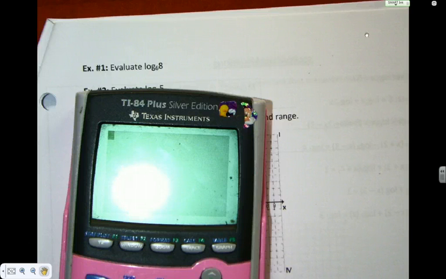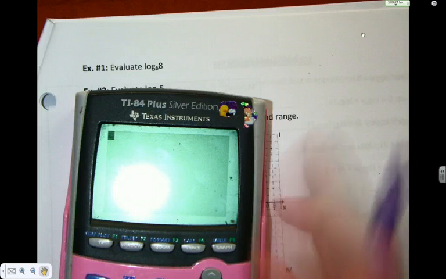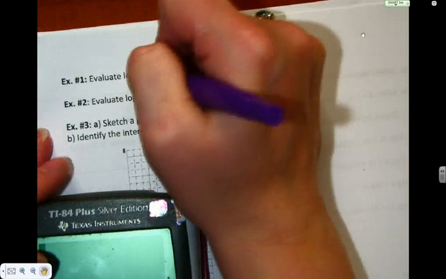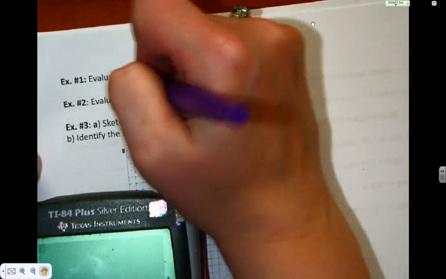6 to the 1 is 6. 6 to the 2 is 36. So we can't just do this one in our head like we did the other ones. That's why we have change of base theorem. Change of base theorem says you can take any base and change it by putting the power or the number up and the base down.